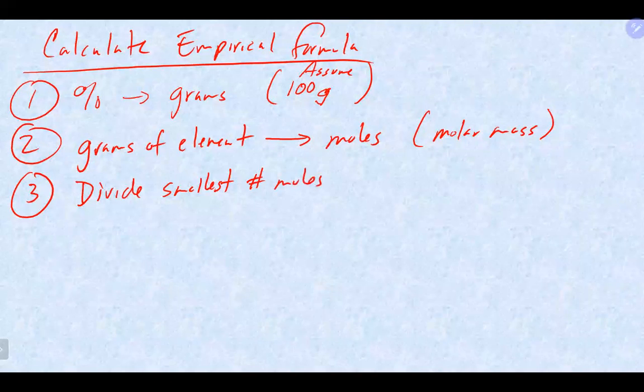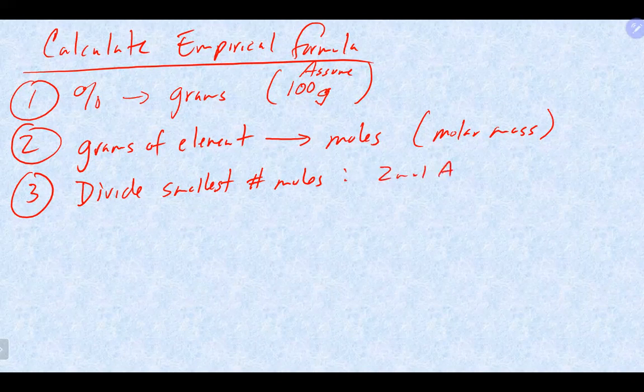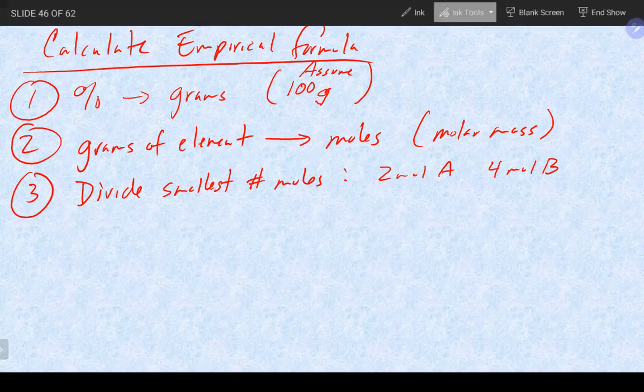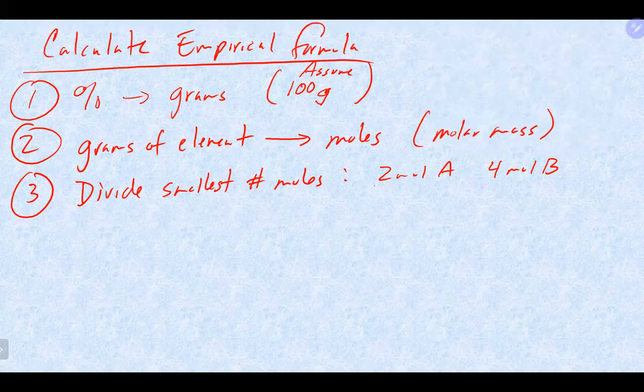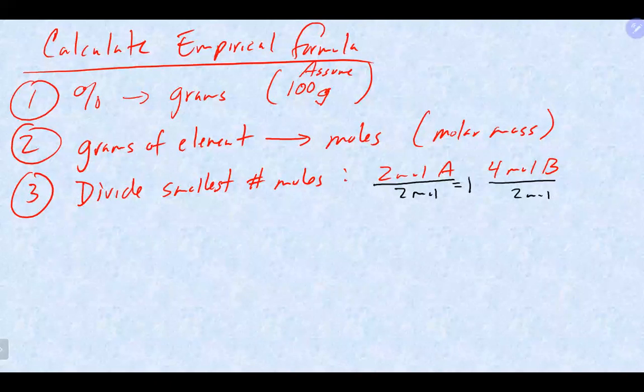So for example, let's say after the second step, we ended up with 2 moles of A and 4 moles of B. Let's just say we got those numbers after the second step. What we would do at this point is divide everybody by the smallest number of moles, which in this made up example is 2. So we would divide this by 2, and this by 2, and that would equal 1 for A, and 2 for B.